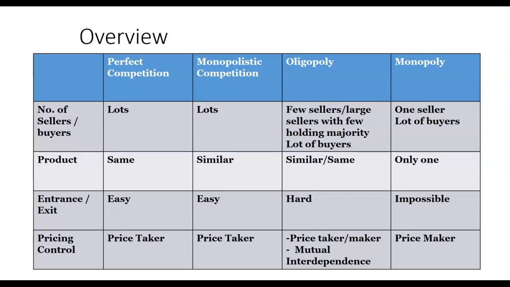As far as entrance and exits, for perfect and monopolistic competition it's pretty easy to get in or out of the market, meaning there are very low barriers to entry. There's not a lot of startup capital, for instance, and the ability to produce the goods is easy. With oligopoly, the reason there are only a few sellers is that there are very high barriers to entry: very large startup capital, very hard to make a name for yourself, those kinds of things. And with monopoly, it's near impossible to enter the market, which is why they've maintained monopoly status.